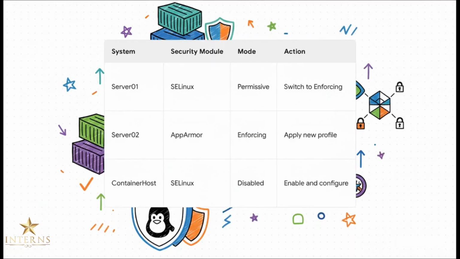Your first deliverable is this policy table. You're going to go through each server and document its security status. Is SELinux just turned off completely? Is AppArmor running in permissive mode? That's a mode where it just logs violations instead of actually blocking them, kind of like a security guard who just takes notes but doesn't stop anyone. Your job is to find these gaps and recommend the right action, like switching from permissive to enforcing mode.